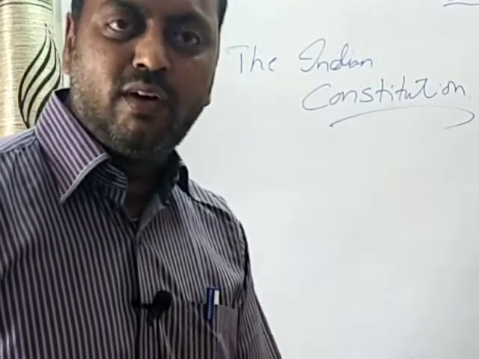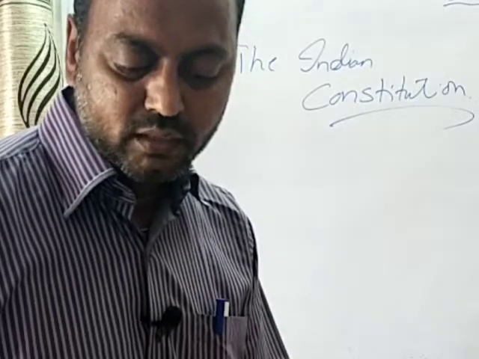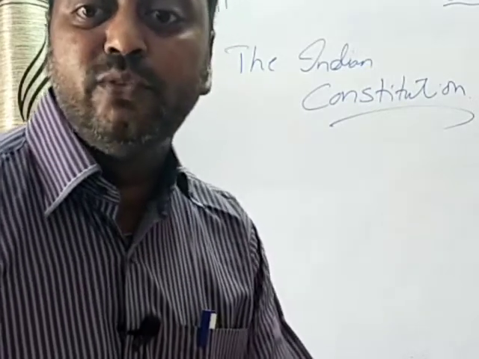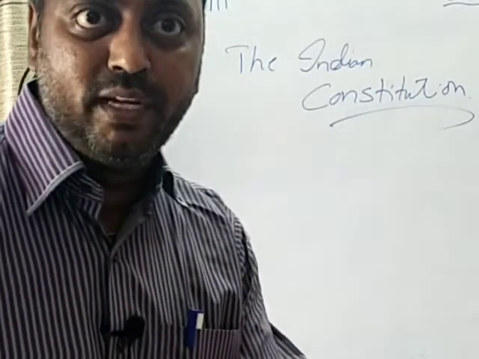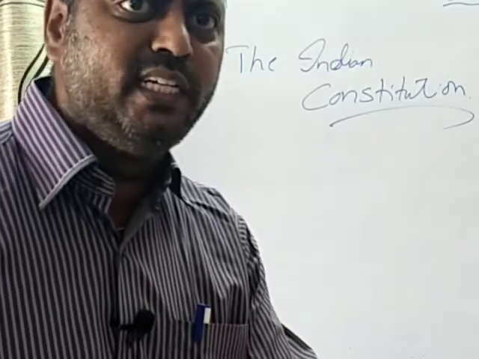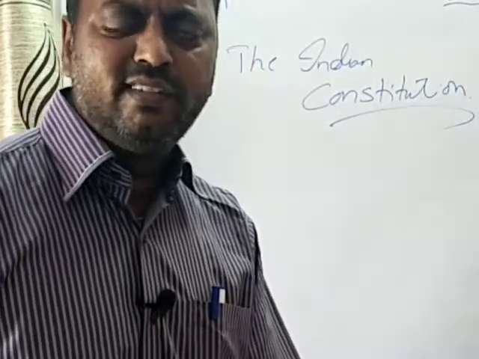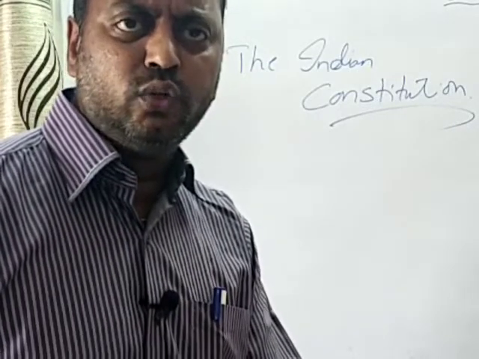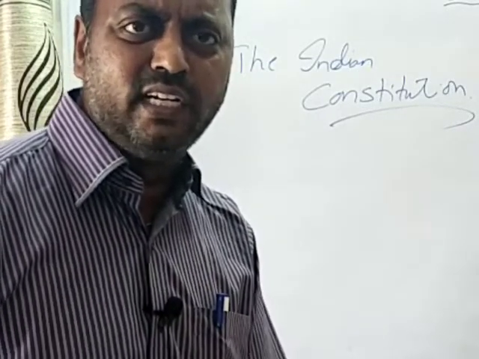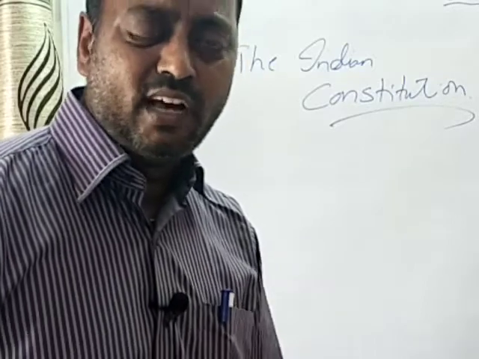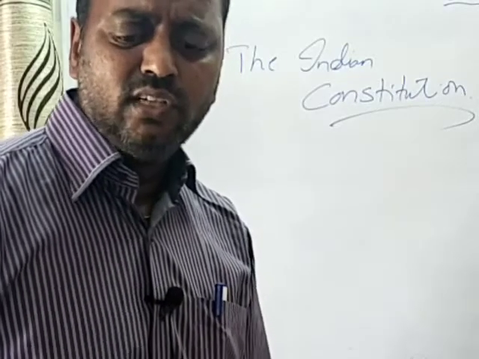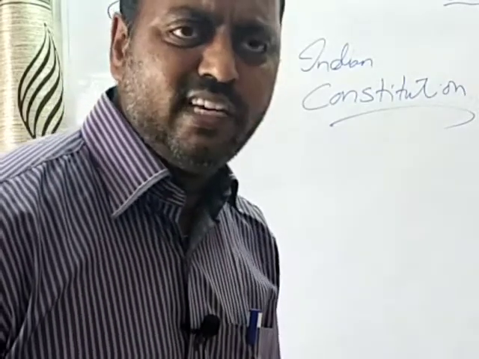Next, the government would be formed by the people through general elections based on the principle of universal adult franchise. That means all the people above 18 years of age will be given the right to vote. That means every citizen has a right to vote irrespective of caste, creed, economic status or gender in elections.